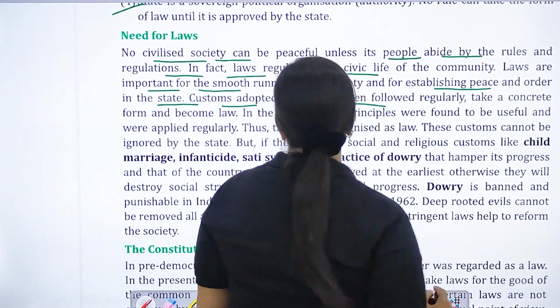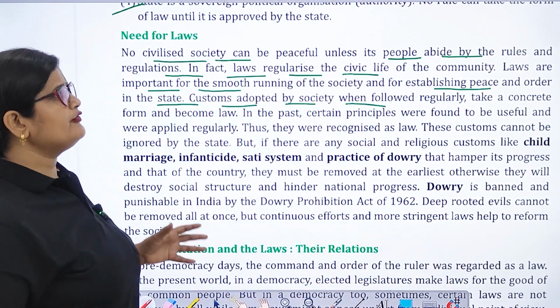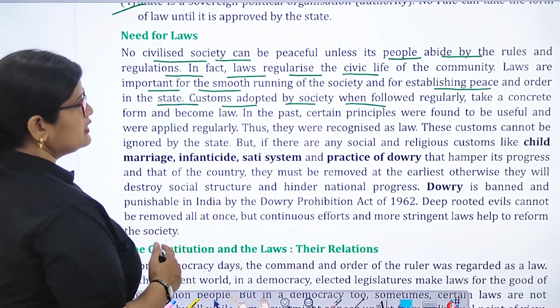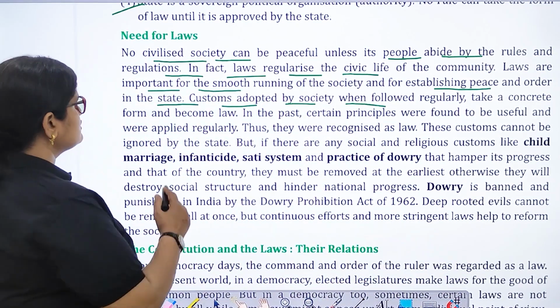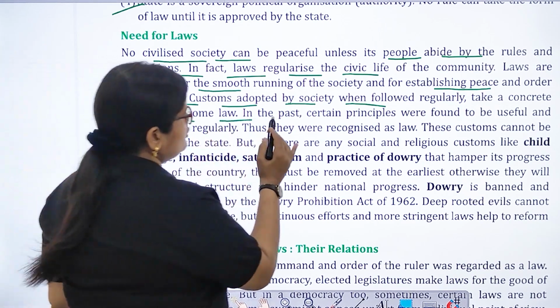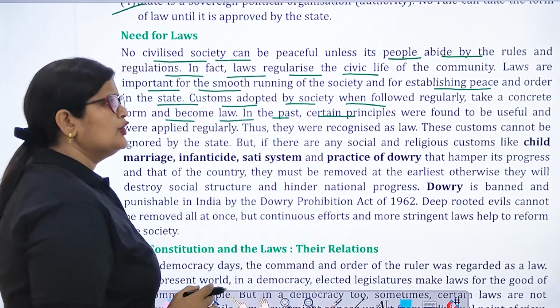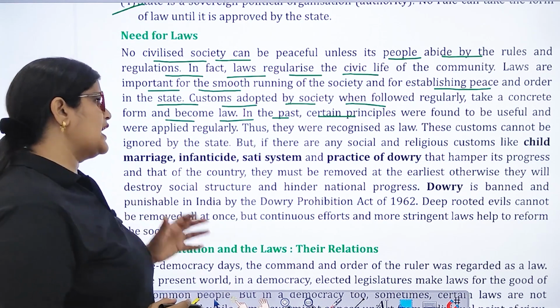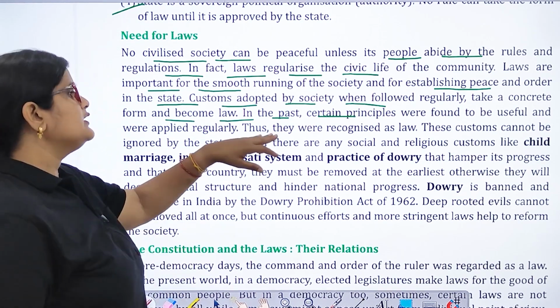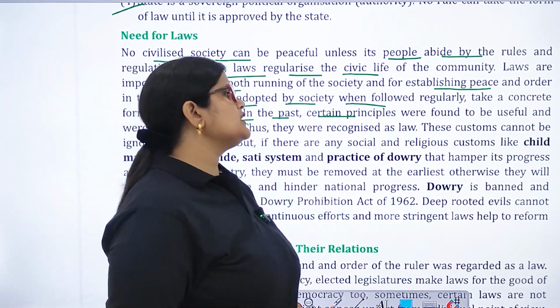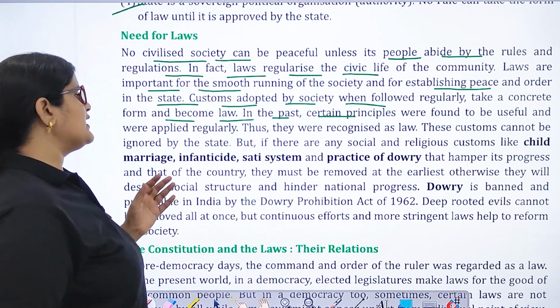Customs adopted by society, when followed regularly, take a constraint form and become law. In the past, certain principles were found to be useful and were applied regularly. Thus, they were recognized as law. So these customs cannot be ignored by the state.